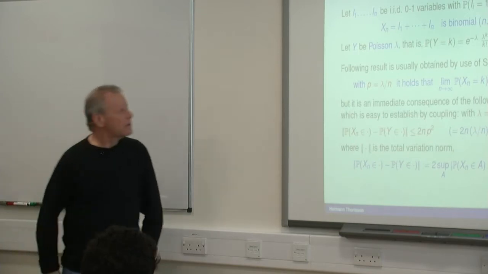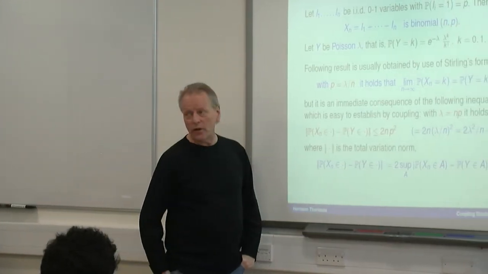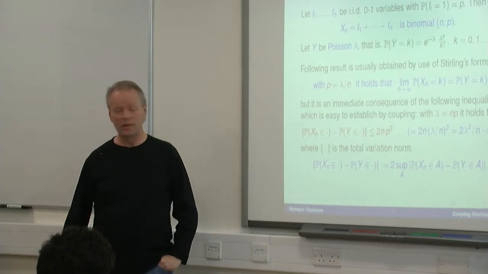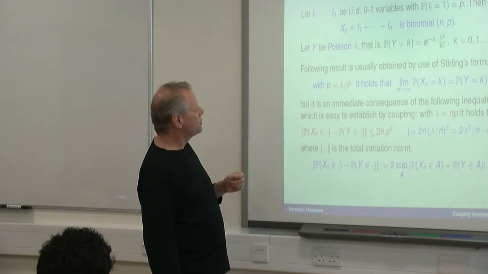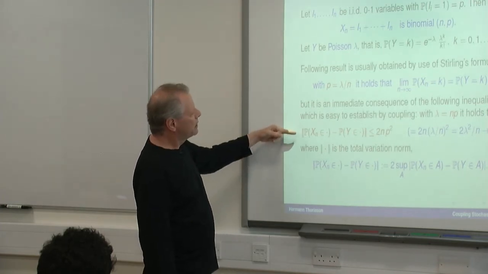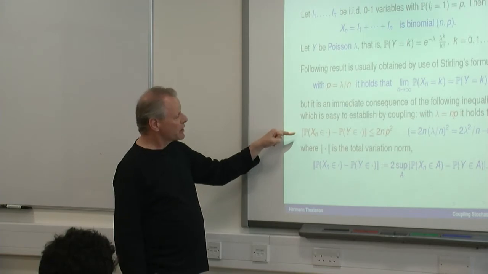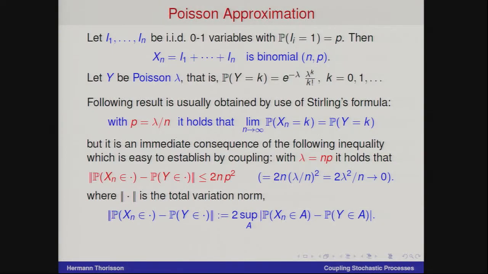Now, Stirling's formula is usually not proved. But this result here, it's an immediate consequence of the following inequality, which we can easily establish by coupling. So I will do that on the board there. So what does this inequality say? Well, I'm using total variation norm. You don't need to introduce it in the elementary classes. You can just take the absolute value if you like. But it works for the total variation norm.